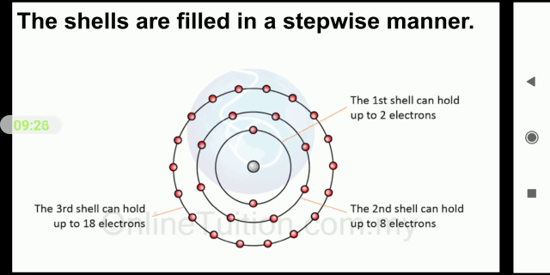The second rule is that the shells are filled in a stepwise manner. Each shell can contain only a fixed number of electrons. The first shell can hold up to 2 electrons. The second shell can hold up to 8, that means 2 plus 6 electrons. The third shell can hold up to 18, 2 plus 6 plus 10, and so on. The general formula is that the nth shell can in principle hold up to 2n square electrons.